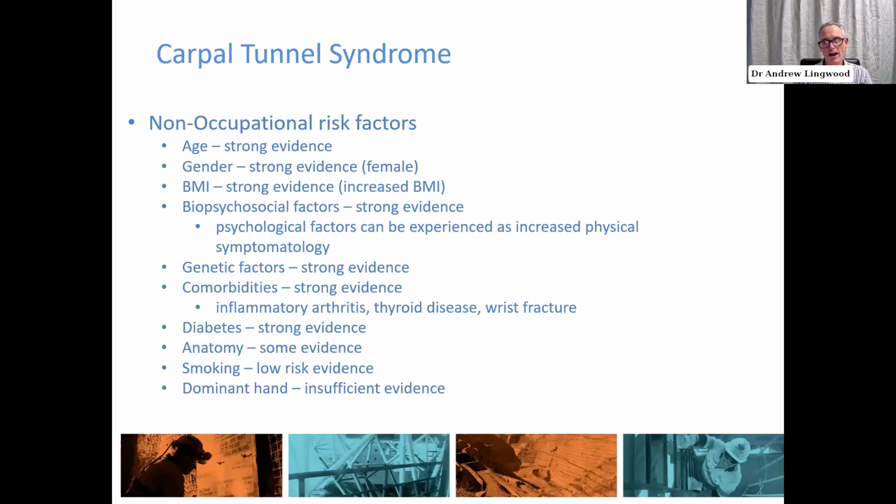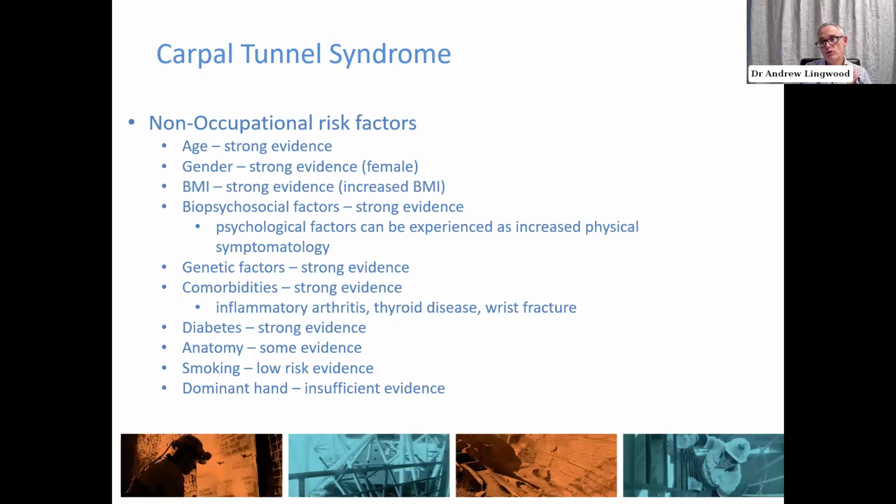There are, of course, with carpal tunnel syndrome, a whole bunch of significant constitutional or non-activity related risk factors. So age and sex, just being a middle-aged to older female is a significant constitutional risk factor for carpal tunnel syndrome. If you add into that significantly increased body mass index and diabetes, you're at really, really high risk of carpal tunnel syndrome, irrespective of what type of work you do. I mentioned before the biopsychosocial factors are very strongly linked with it.